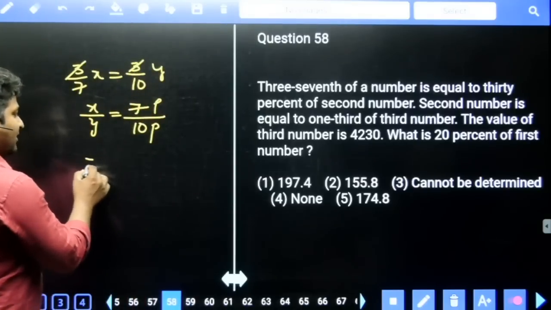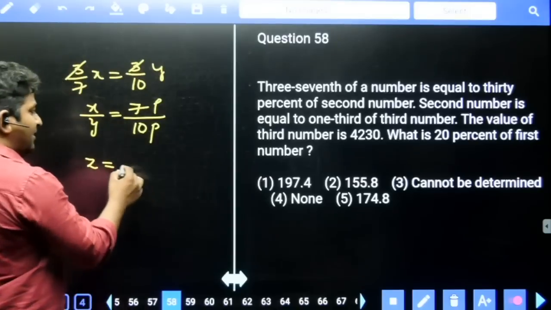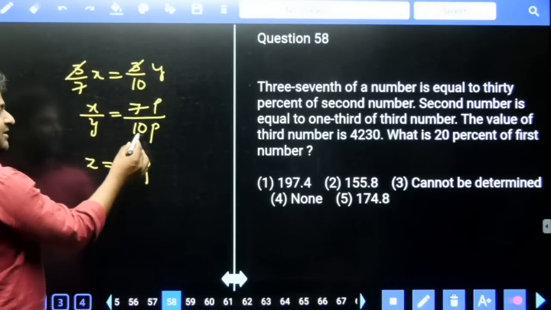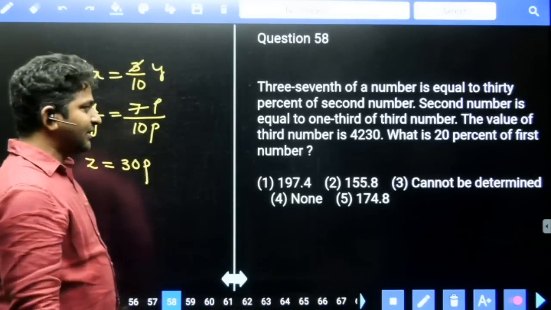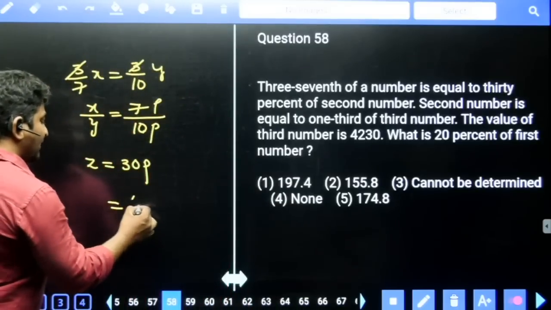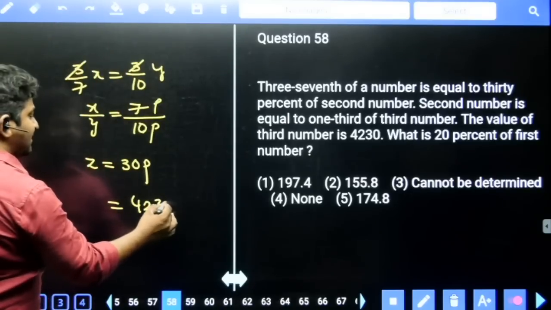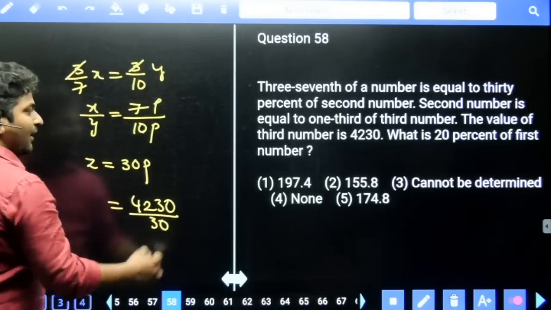The second number is equal to 1/3 of the third number. So 10 parts is 1/3 of the third number. Then z is equal to 30 parts. Then only 10 parts is 1/3 of it. Next, the value of the third number is equal to 4230. Then one part is equal to 4230 divided by 30.